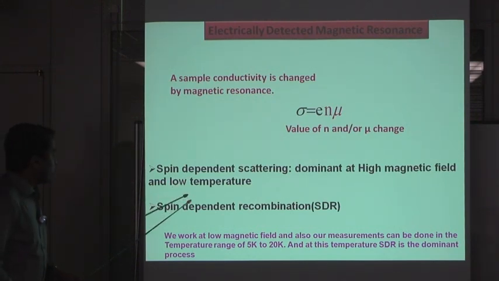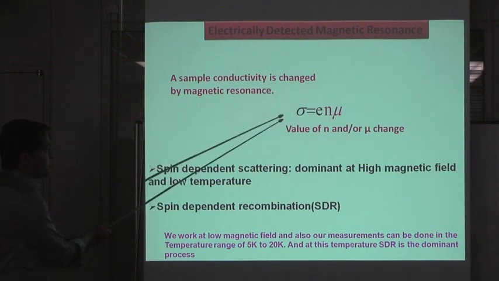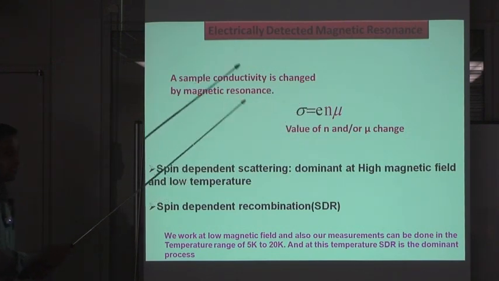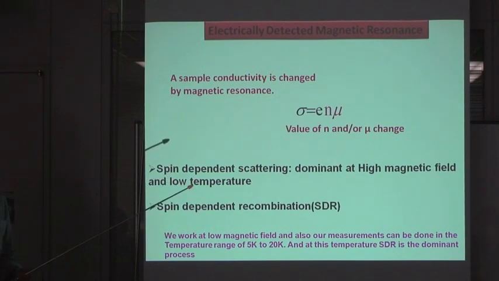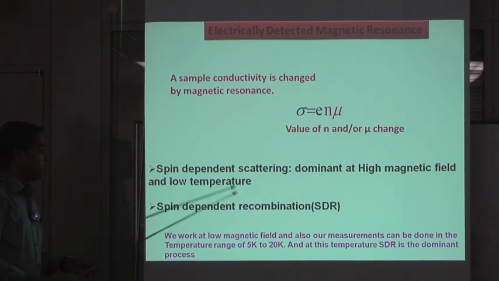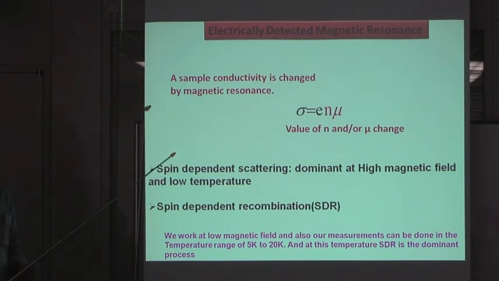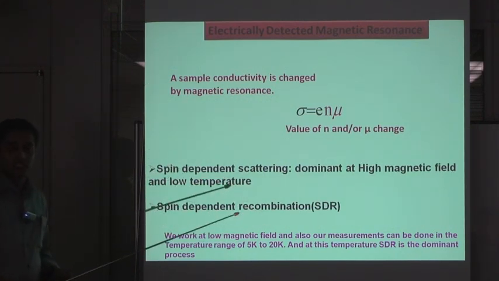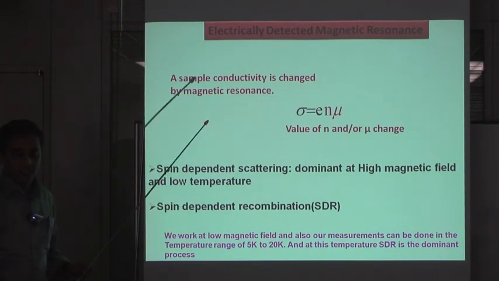But there is another way to bring change in the conductivity, and that is by changing the number of carriers, that is N. That can be done by recombination, and that is known as spin-dependent recombination. Today I will generally concentrate on this part, because our measurement is generally at very low magnetic field, where the polarization of the donor electron as well as the conduction electron does not play any significant role. The temperature range in which we work is from 5 Kelvin to 20 Kelvin, and this is high enough temperature where spin-dependent scattering is not at all dominant. So it is just the spin-dependent recombination which takes place, and I will explain the spin-dependent recombination in our case.